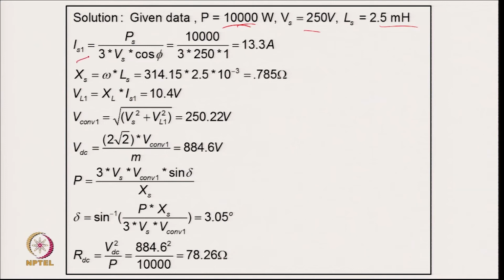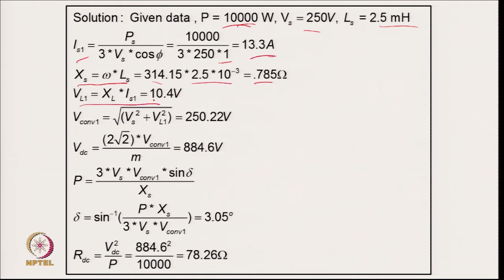So, we can find out the fundamental current, considering power factor correction. We get current on the supply side as 13.3 ampere. We can find out the reactance of the input inductor corresponding to the fundamental frequency. From 2.5 millihenry, putting the value, it comes to typically 0.785 ohm, and the voltage drop across this for the given current.